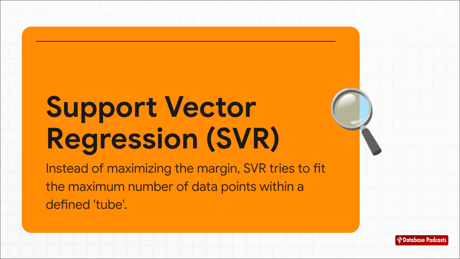Instead of trying to create a wide margin to push points apart, SVR creates a tube or a street around a central line, and the new goal is to fit as many data points as you can inside that street. It's an incredibly smart way to find the real trend in noisy data, like you'd find in financial markets.